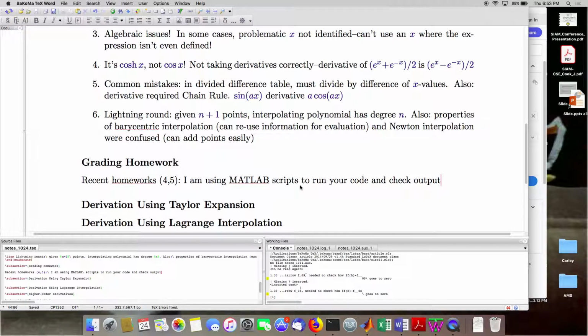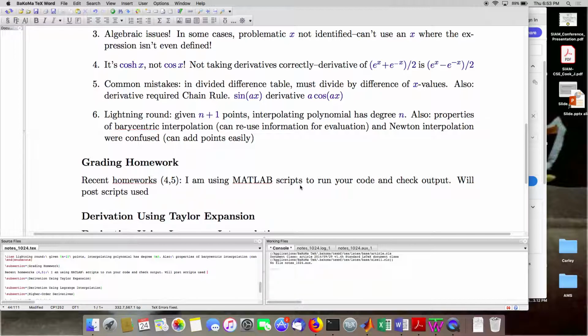Now, I don't just leave grading up to my script. That would be bad. So I actually do look at the output that's generated. In some cases, the student did produce the correct result, but in a format not expected, so I would still give credit in such cases. I will post the scripts used for the recent assignments I graded, homeworks 4 and 5, so you can see what was done.